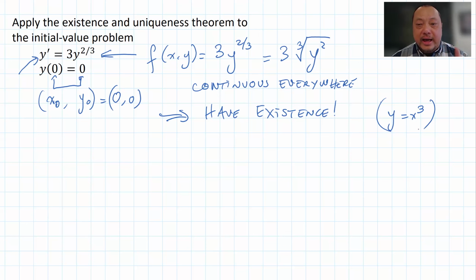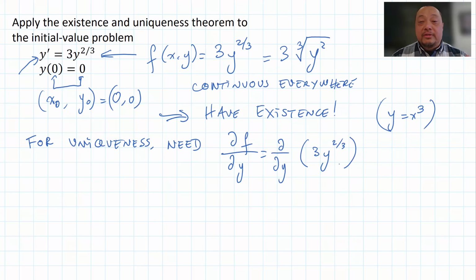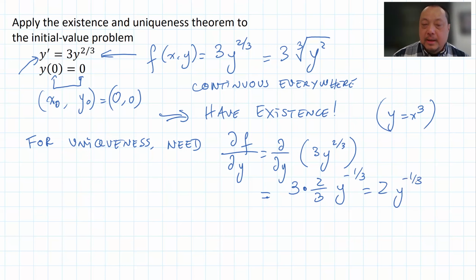But now let's look at uniqueness. For uniqueness, we need the partial derivative with respect to y. Well, it's convenient that the function is only in y. There's no x that appears in it. So taking the partial derivative is the same as taking a regular derivative. So let's go ahead and do that. It is equal to 2 times y to the negative 1/3. Is that continuous?